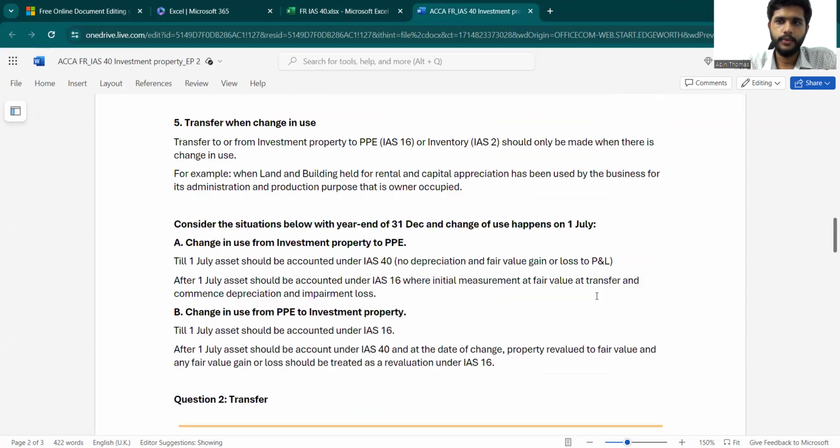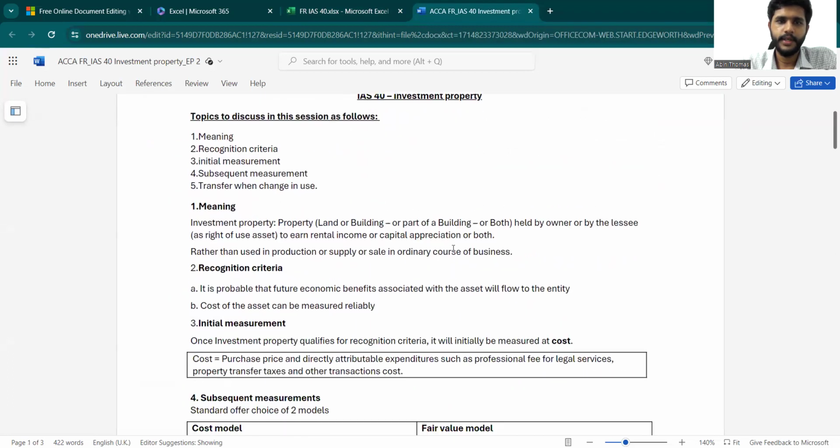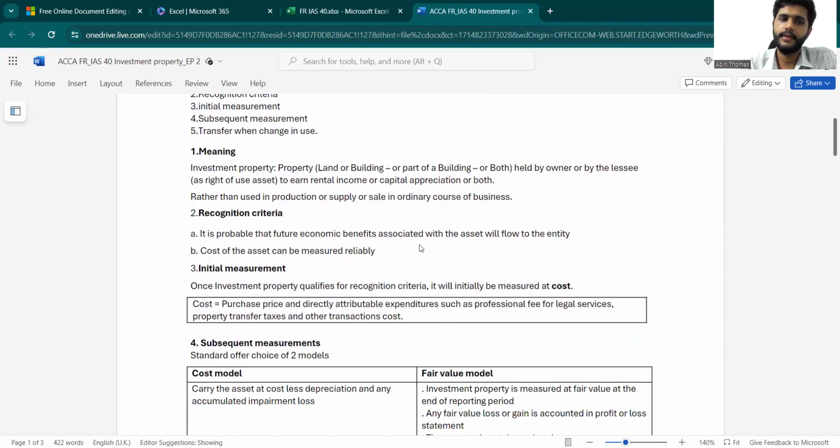So we come to the end of this session. Any doubts? Here we have covered the meaning. Let's conclude it. The meaning is it's a property that can be land or building or part of the building, or both land and building included. It is owned by the owner or the lessee under a lease contract to earn rental income or capital appreciation. So we need to check the purpose. It should not be held for production or supply. If it is held for production or supply, it is under IAS 16.